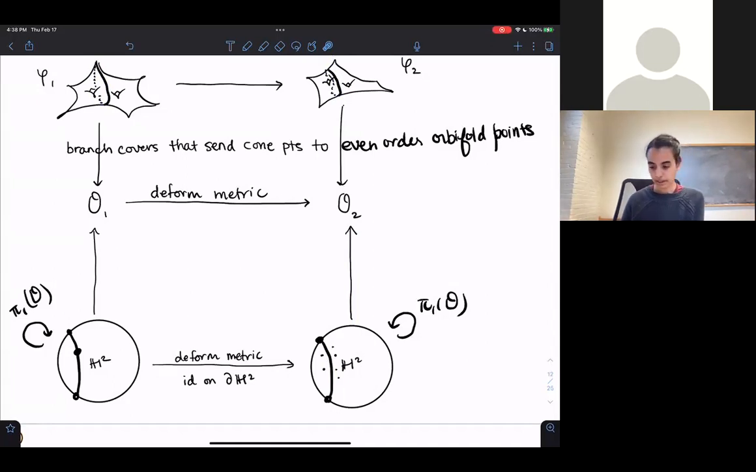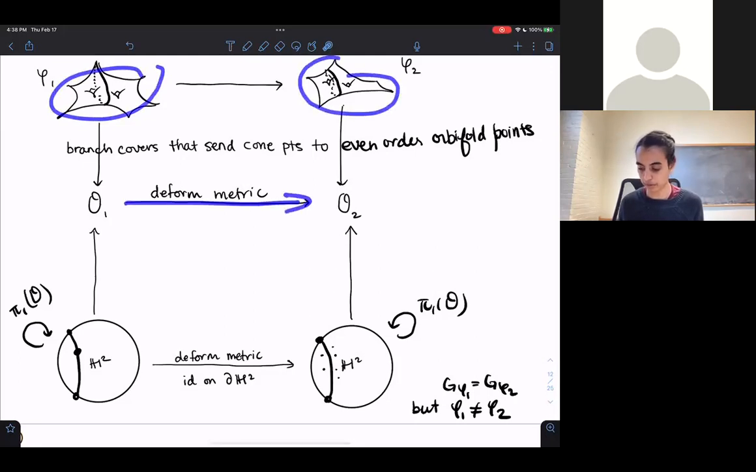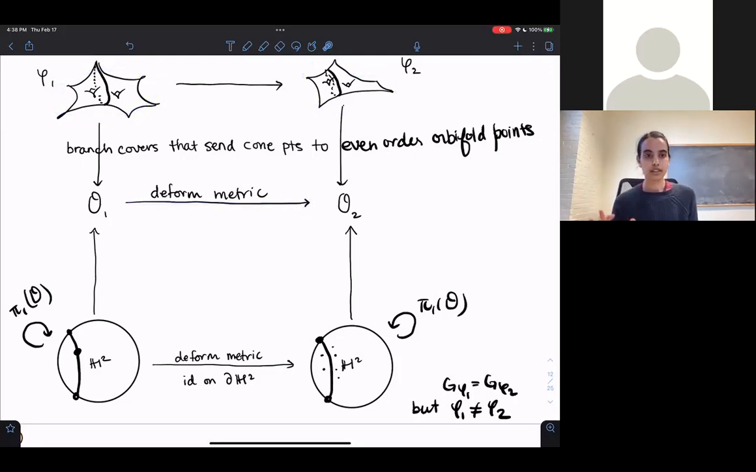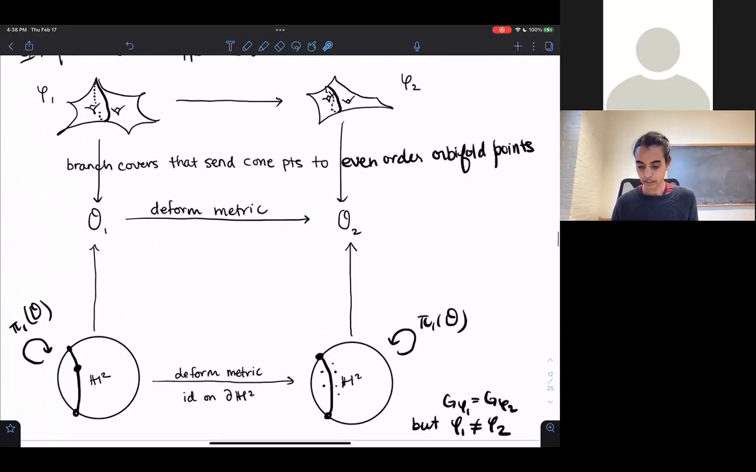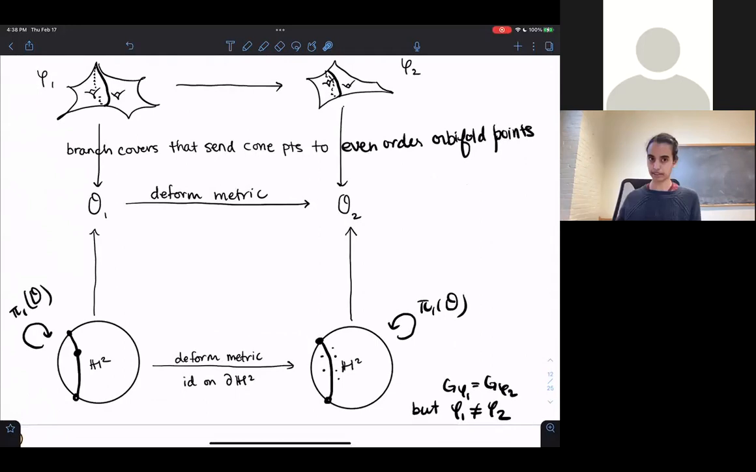So what we're seeing in this case is that G phi1 equals G phi2. The pairs of points that bound non-singular geodesics for metric 1 is the same as for metric 2. But phi1 is not equal to phi2, because these don't have the same metric. We deformed the metric. So the answer to our question, does G phi determine phi, cannot be yes. At best, we can do a yes, except ... type of answer.